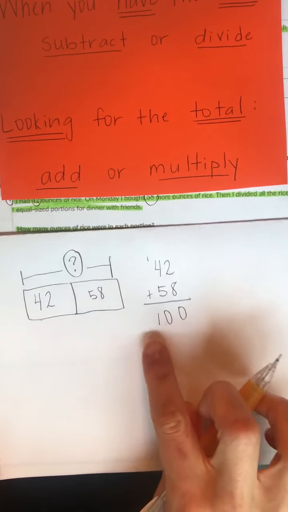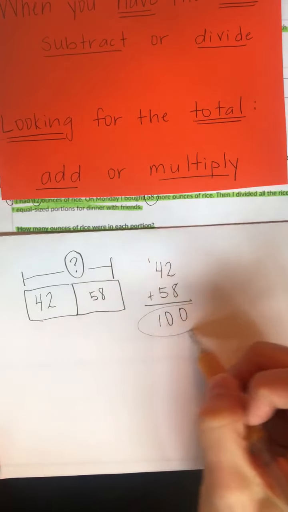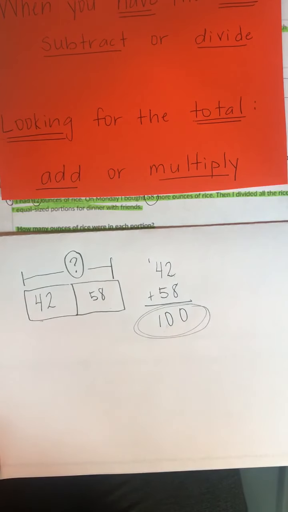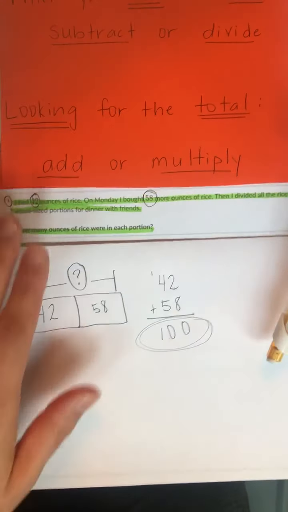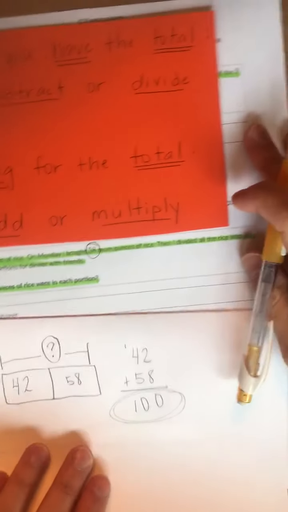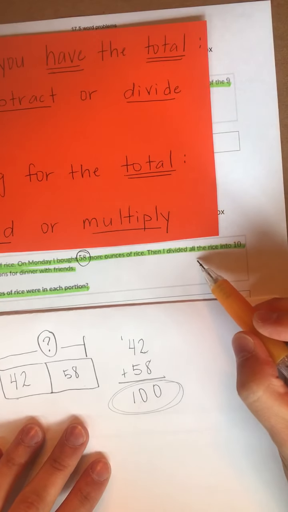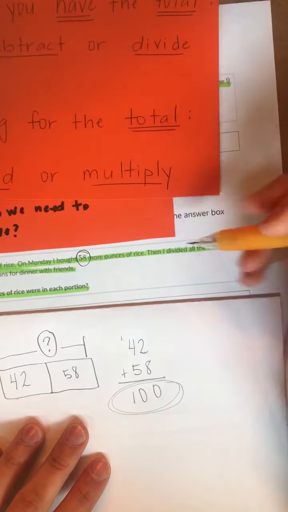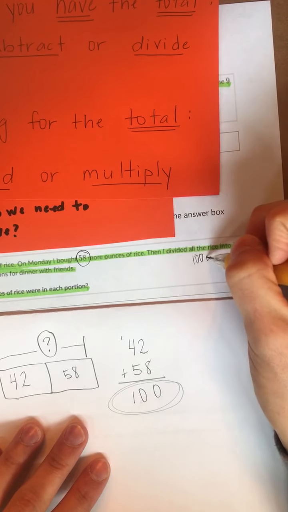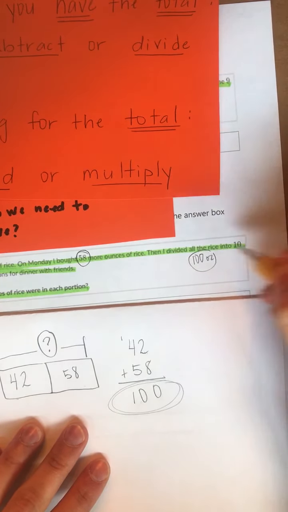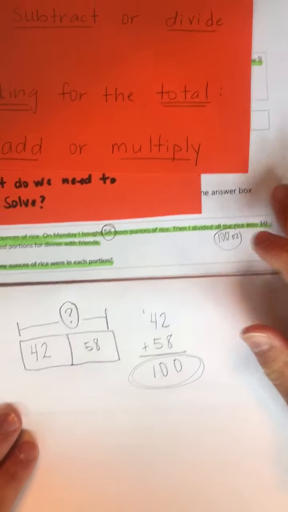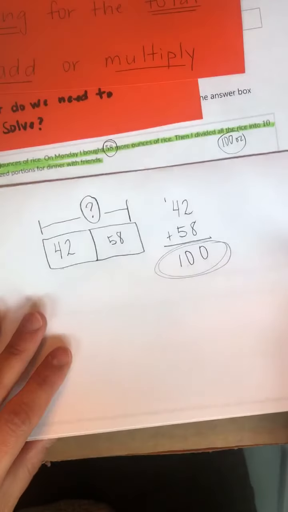Okay, friends, great job. You should have figured out that your whole or your total amount of rice was 100 ounces. Let's take a look at the next part of the problem. It says, I then divided all the rice, so remember, all the rice you had was 100 ounces, into 10 equal-sized portions for dinner with friends.